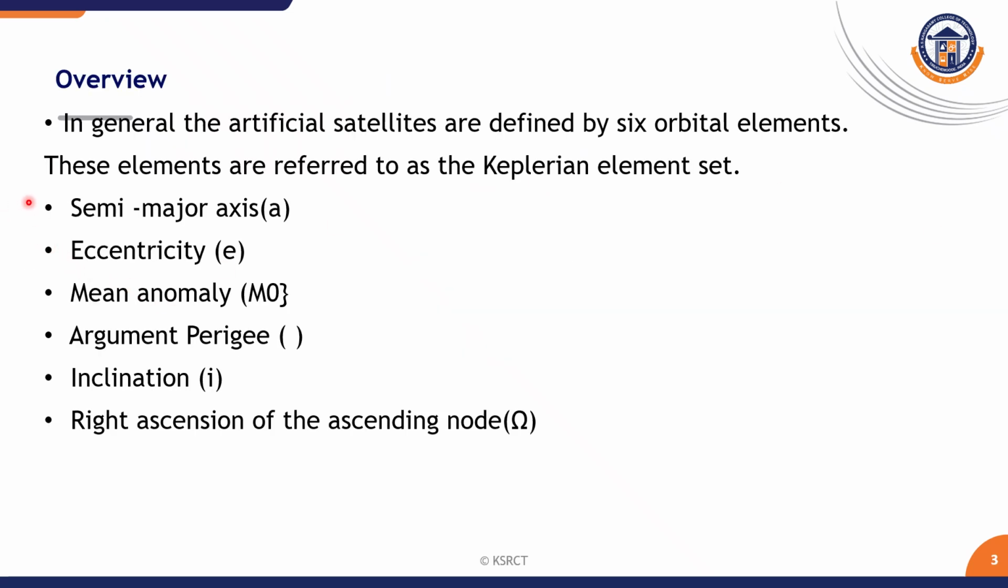In general, we have 6 elements in the Keplerian element set, which are the 6 orbital elements: semi-major axis, eccentricity, mean anomaly, argument of perigee, inclination, and right ascension of the ascending node.